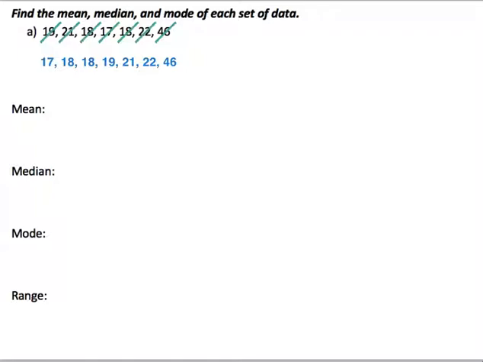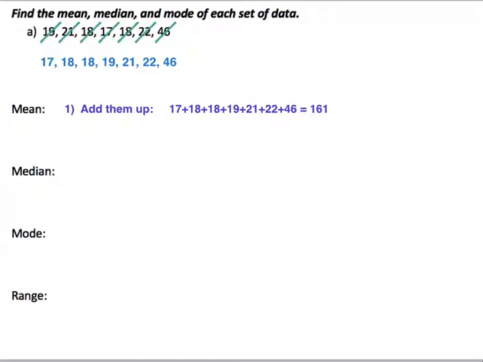Step 2 is calculating the mean. Remember, the word mean really just means average. There's two steps to calculating the average. Step 1 is to add up all the numbers in your list. 17 plus 18 plus 18 plus 19 plus 21 plus 22 plus 46.